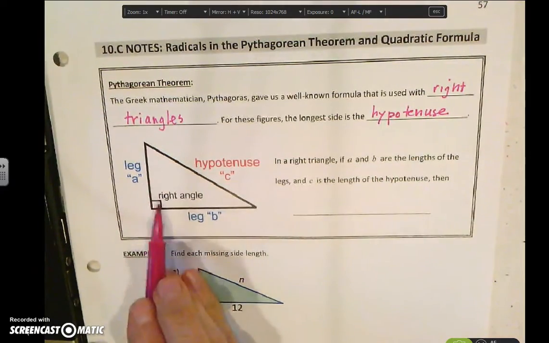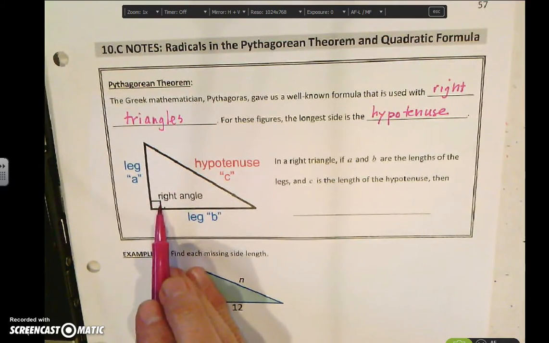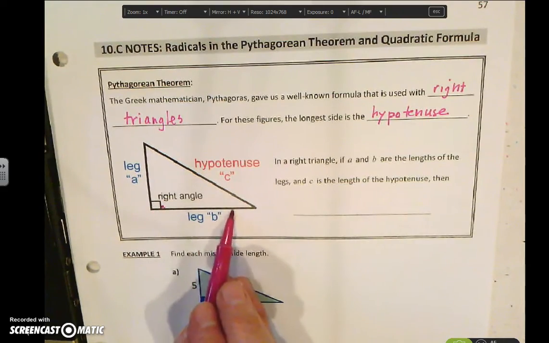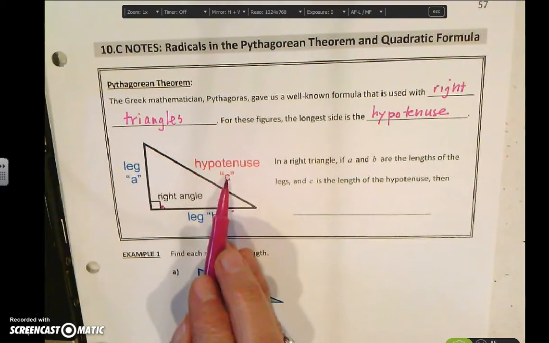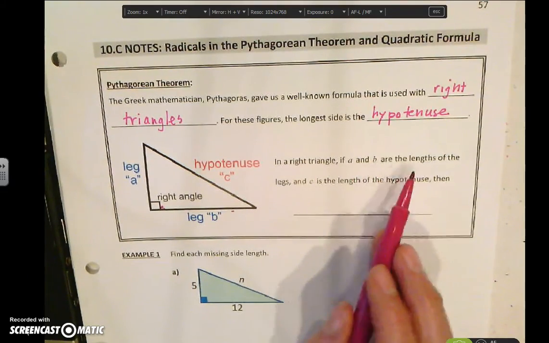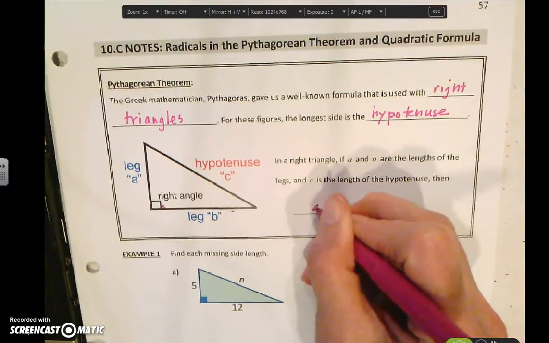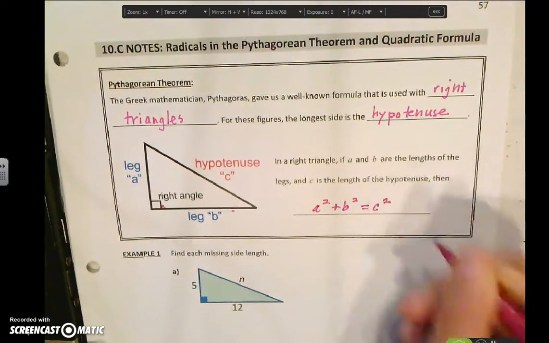So here we have an example of a right triangle. So it's one that has a right angle, a 90-degree angle like you would see in a square or some kind of a room. Next to the right angle are called the legs. So this is leg A and this is leg B. And then across from it is the longest side, which is the hypotenuse, and it will be C in our formula. So in a right triangle, if A and B are the lengths of the legs and C is the hypotenuse, we can say, according to the Pythagorean theorem, a squared plus b squared is equal to c squared.